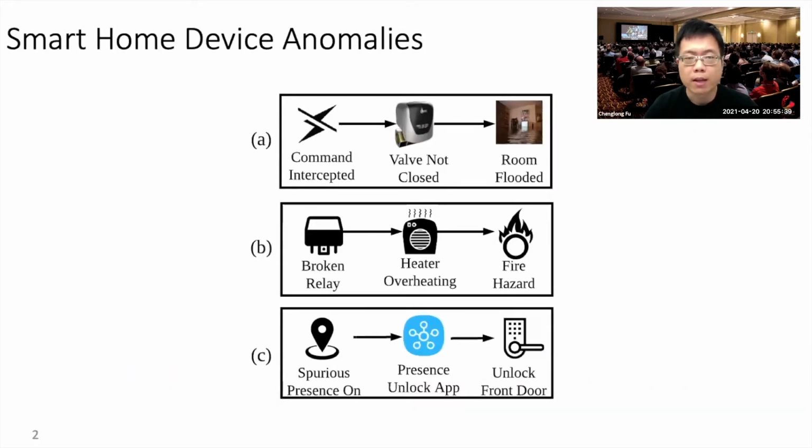Smart home IoT devices are long known to be vulnerable and unreliable. Anomalies that happen on them can cause severe damage in the physical world. For example, in case A, the room gets flooded because the command that closes the valve gets lost. And in case B, a broken relay inside a smart plug can prevent it from cutting off the power supply. If this smart plug is connected to an electrical heater, this can cause a fire. And in case C, an attacker can maliciously unlock the front door by injecting a spoofed presence on event.